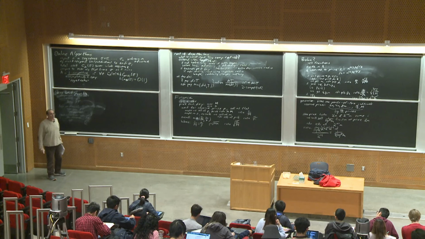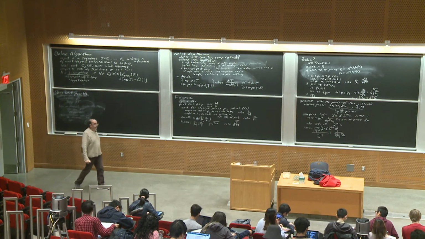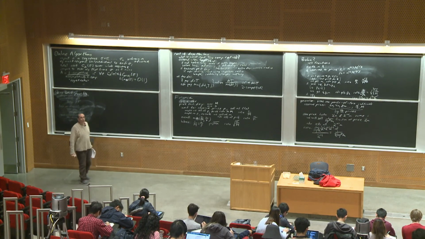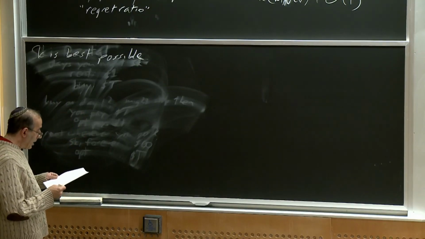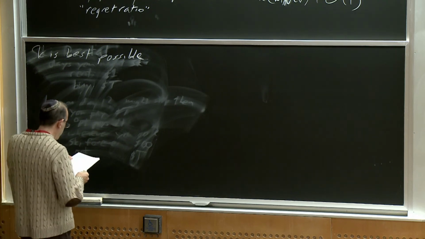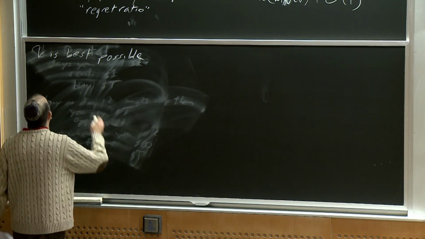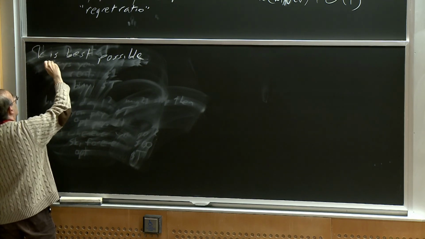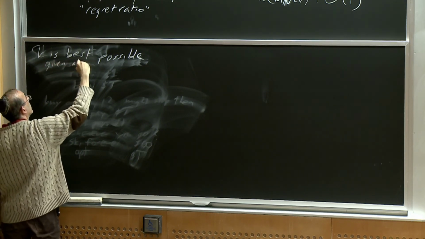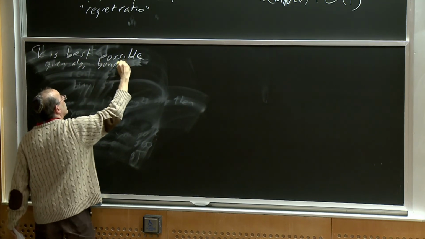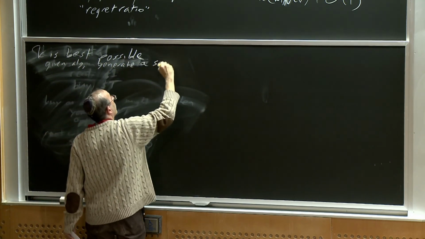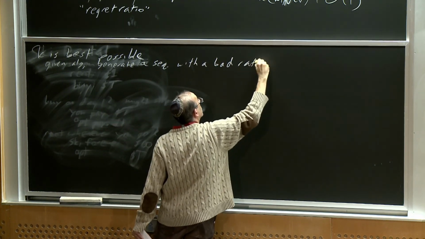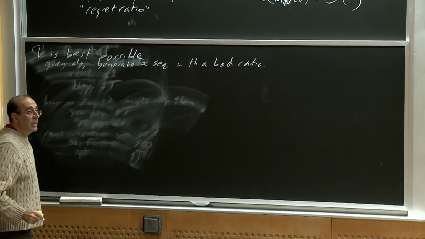That no algorithm is better than k competitive. And we do that by designing an adversary that generates a sequence. So we're given our algorithm, and we're going to generate a sequence with a bad ratio. And it's actually pretty easy to do.